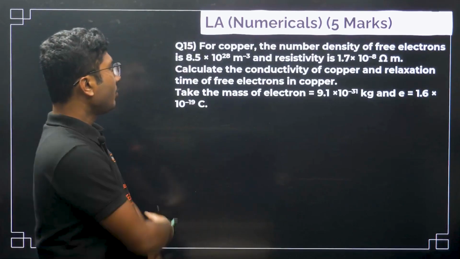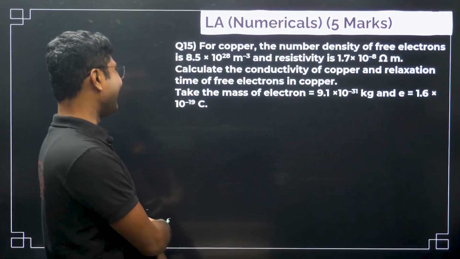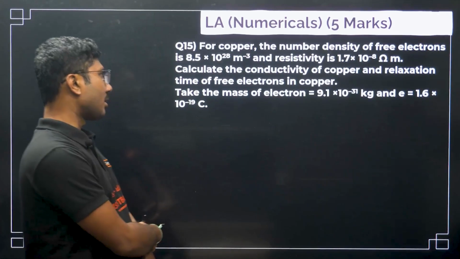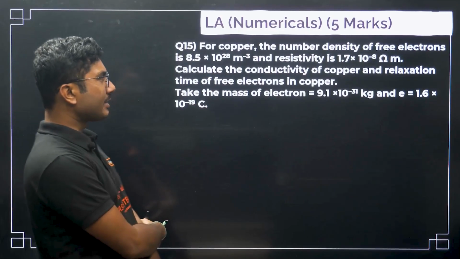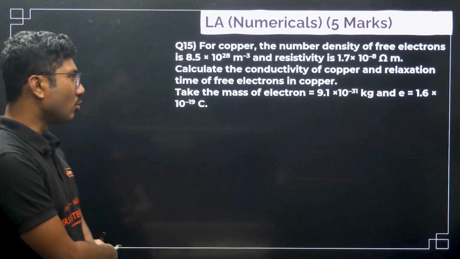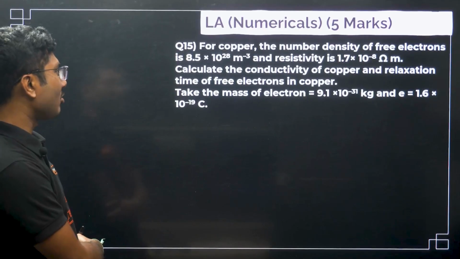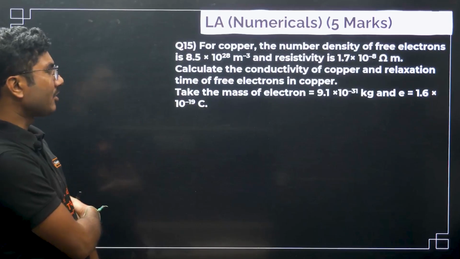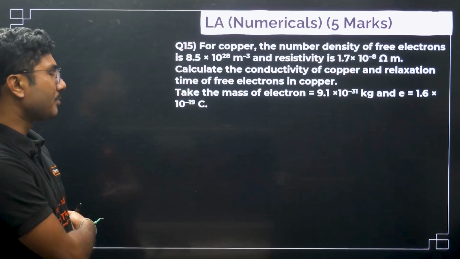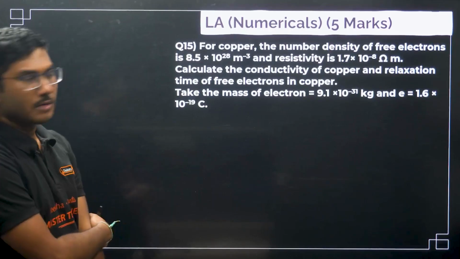Next question. For copper the number density of free electrons is 8.5 into 10 to the power of 28 per meter cube, and resistivity is 1.7 into 10 to the power of minus 8 ohm meter. Calculate the conductivity of copper and relaxation time of free electron in copper. Take the mass of electron as 9.1 into 10 to the power minus 31 kg and charge of electron as 1.6 into 10 to the power of minus 19.